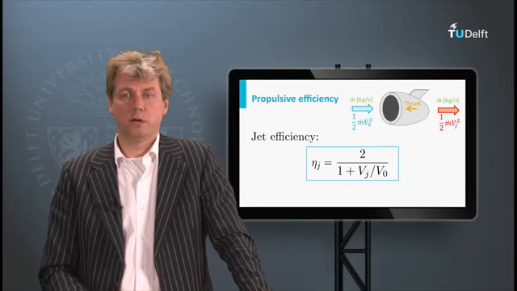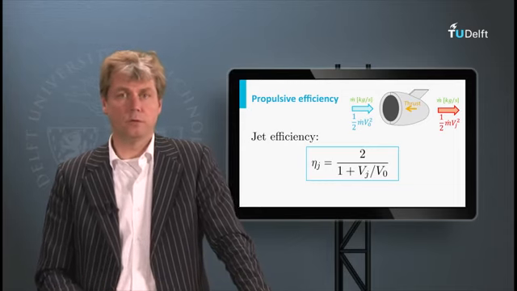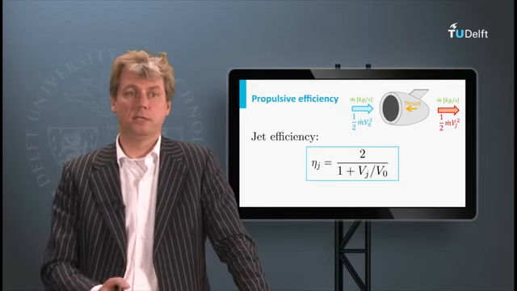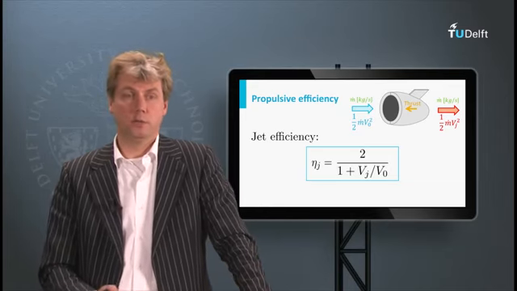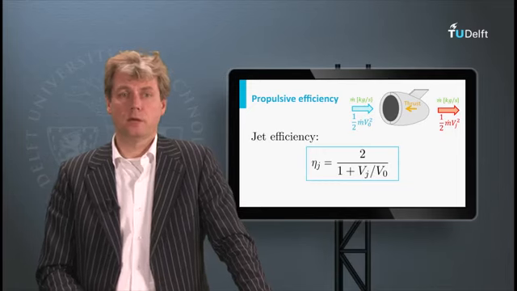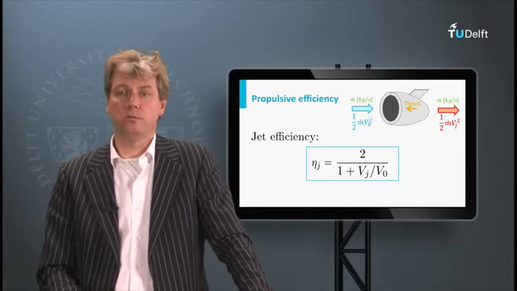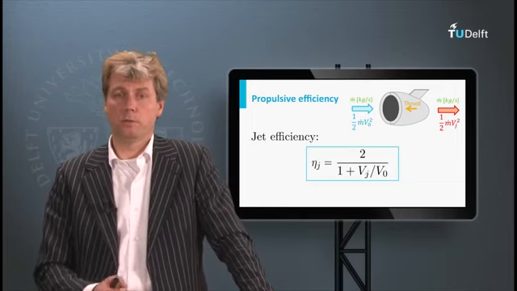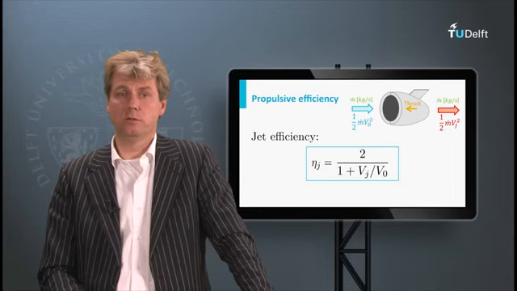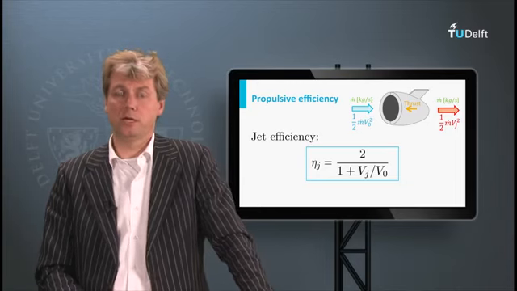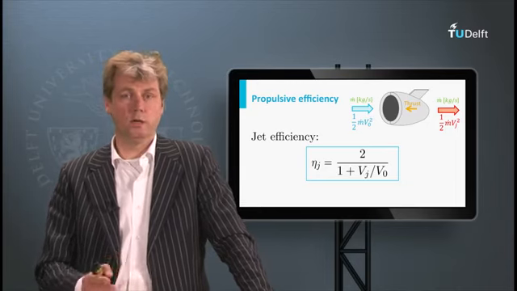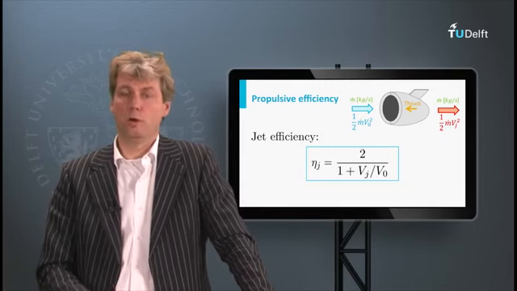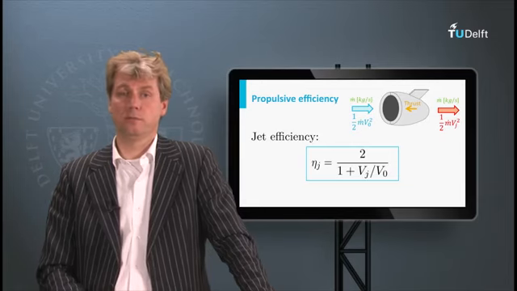What does this mean for our efficiency? Well, we always strive, of course, for an efficiency of 100%. So it means that eta j, this expression, has to be 1. And that shows that it is possible. If we have 2 on top, we just have to make sure that the denominator is also 2. That means that 1 plus Vj divided by V0 has to be 2. So Vj has to be equal to V0. Then we have 100% efficiency. If we make the exhaust speed equal to the intake speed, we have 100% efficiency.